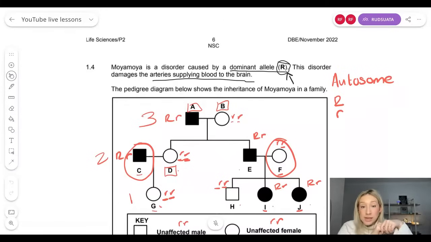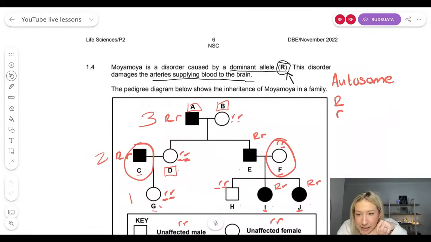But I understand your thinking. If they didn't give that to you, could this also be recessive? Yes, it could, but they'll tell you it's recessive. Or if they don't, they'll just give you a little r in the bracket here. They'll say little r, and then you know it's a recessive allele.